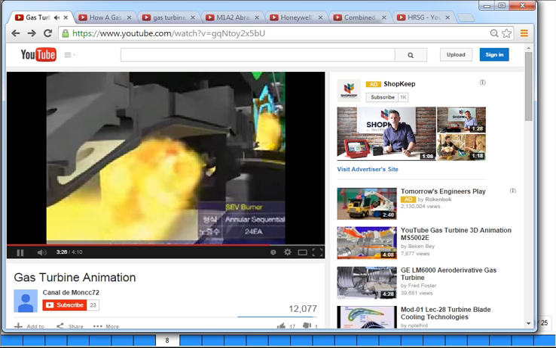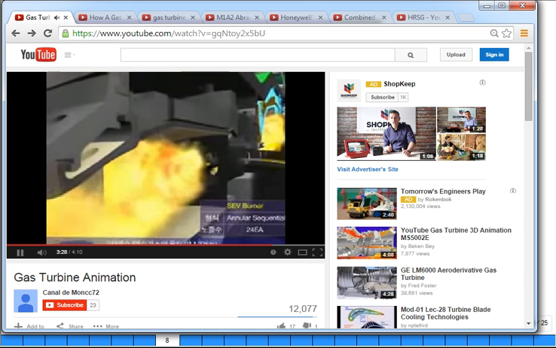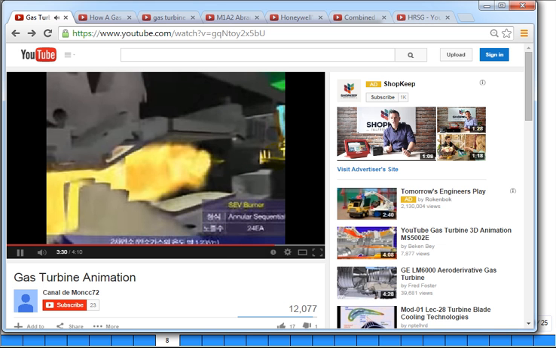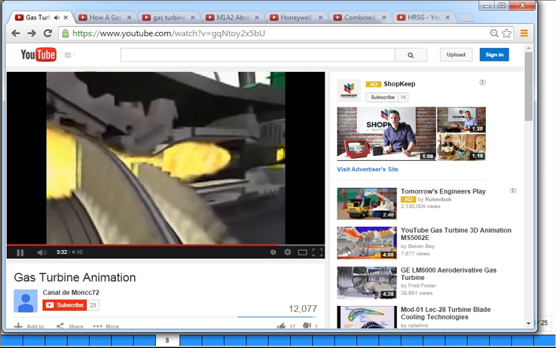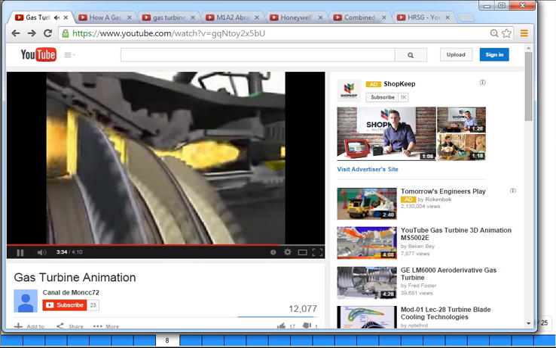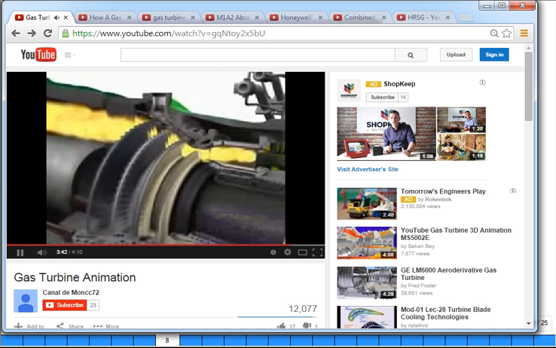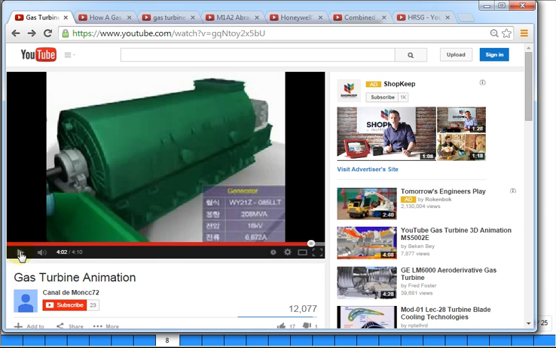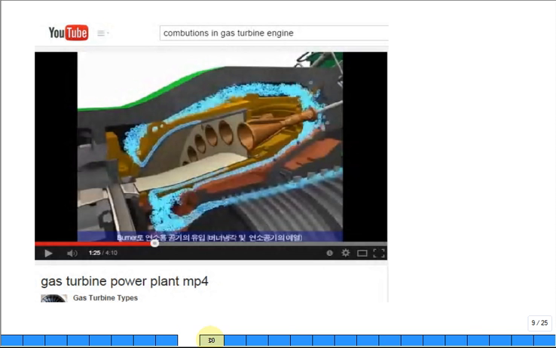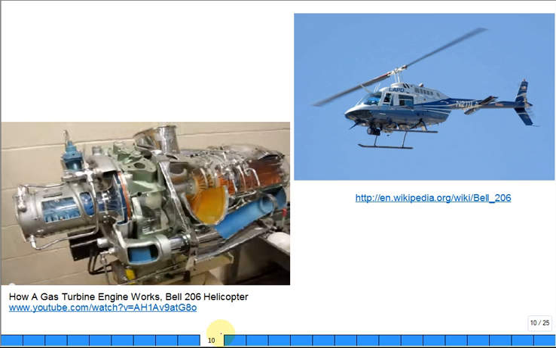So now we're making it hotter, but it's at a lower pressure already. And it goes over the turbines that actually produce the shaft power to do some useful work. And go back to this. So we showed a little bit about the combustion in the gas turbine.